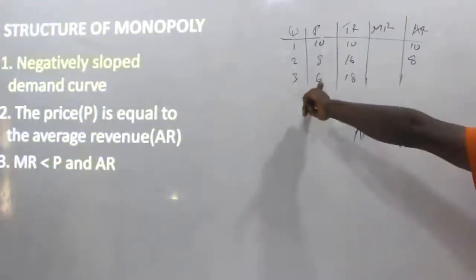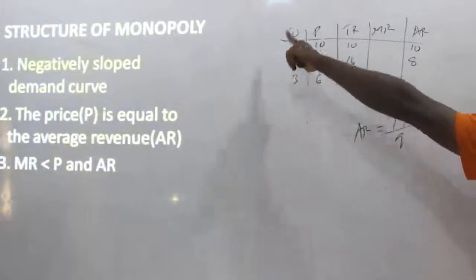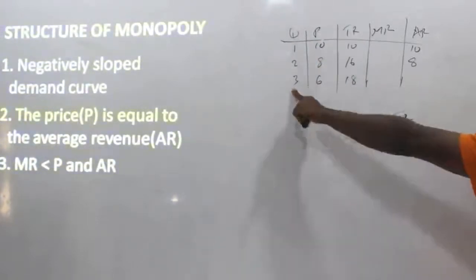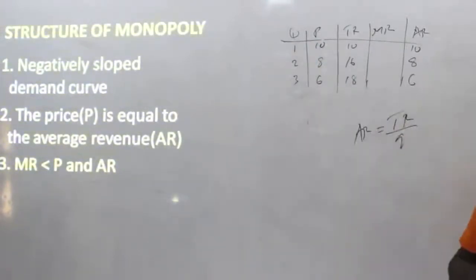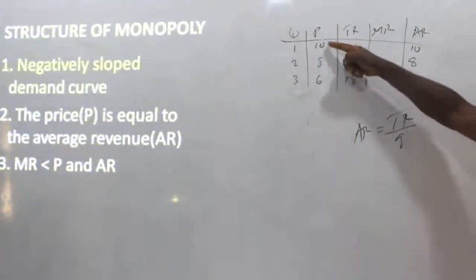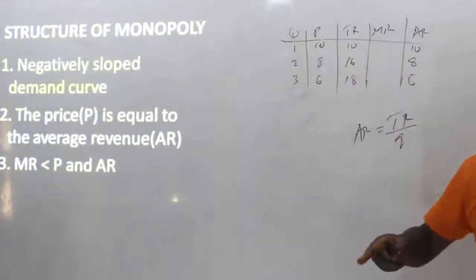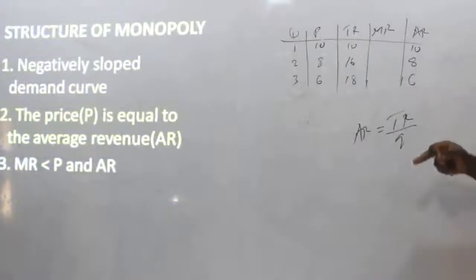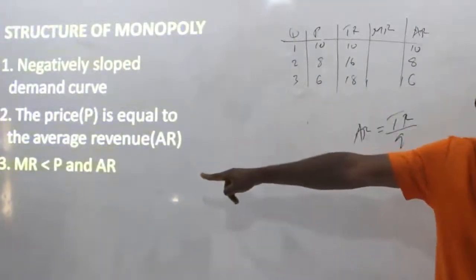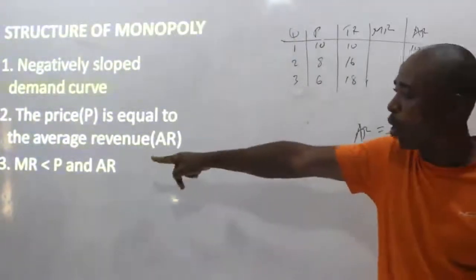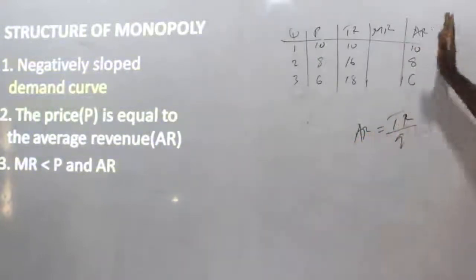What's our total revenue here? 18. What's the quantity here? 3. 18 divided by 3 is what now? 6. I want you to know something very well. Look at the price: 10, 8, 6. Look at the average revenue: 10, 8, 6. It agrees with what I said earlier, that the price is equal to the what now? Average revenue. Can you now see?